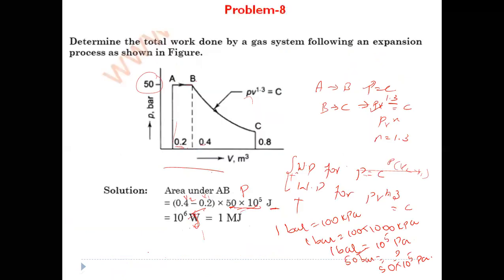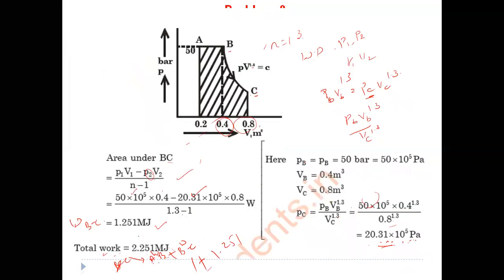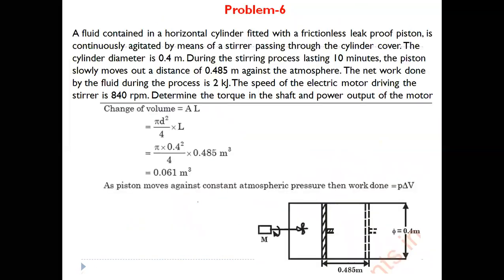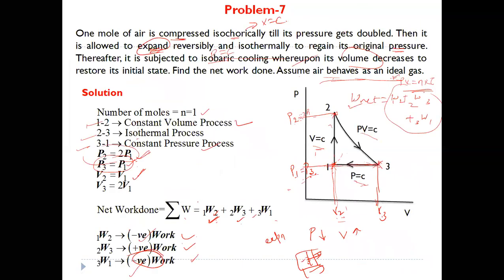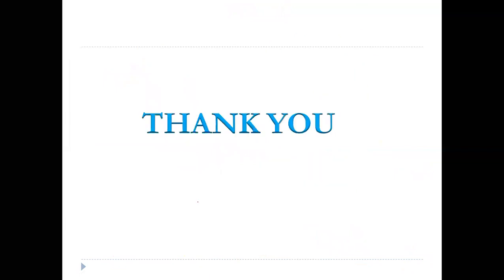In this model problem, they have given the graph directly and the values on the graph. By seeing all the values in the graph, we have calculated the area for this process and the area for this process, and we add both of them to get the total or net work done. Okay, thank you.